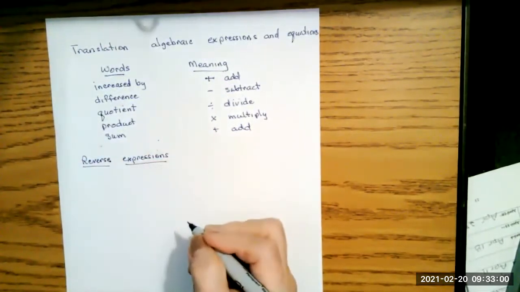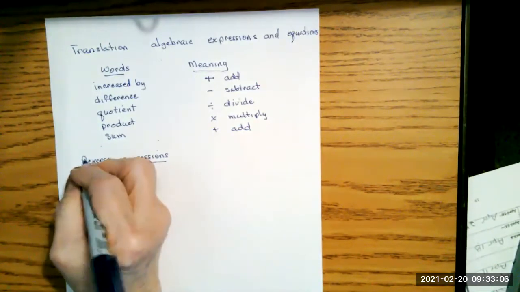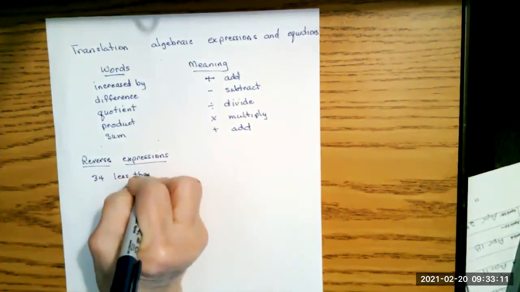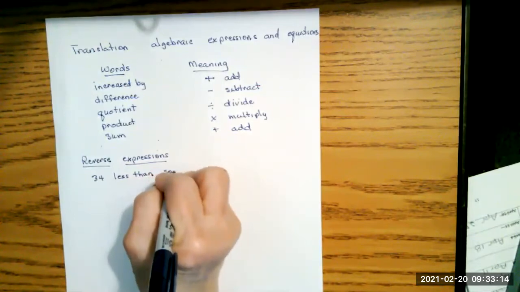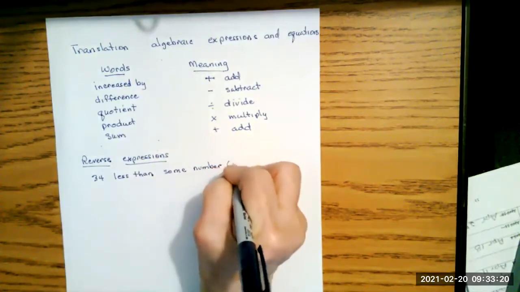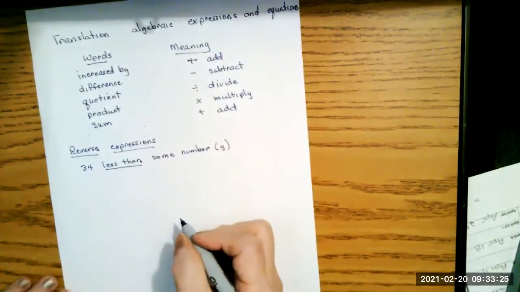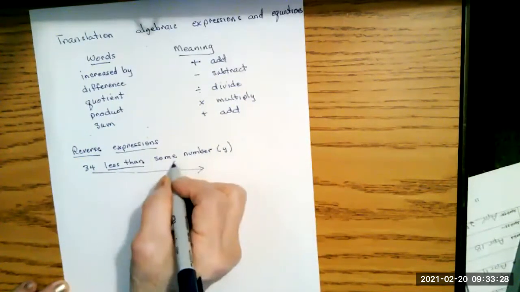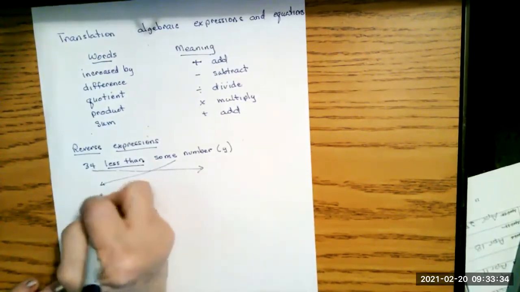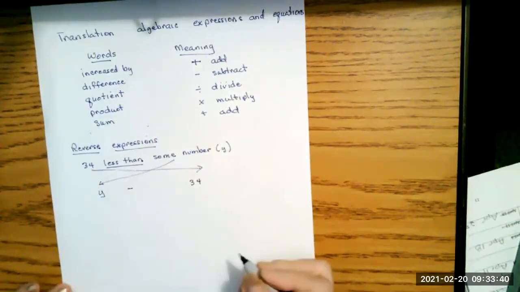It's real common for them to use reverse notation. So let's look at some of them. 34, and the word is less than some number, and they want their some number to be y. Less than will reverse. It will bring the 34 over here to this side and the n to this side. So what you end up with, or the y, is y less than means minus 34. So see how that reverses?